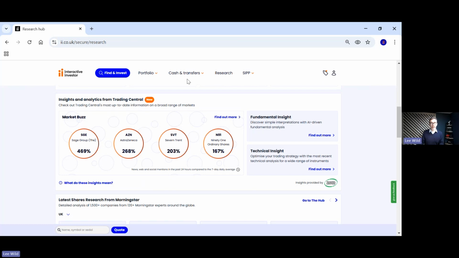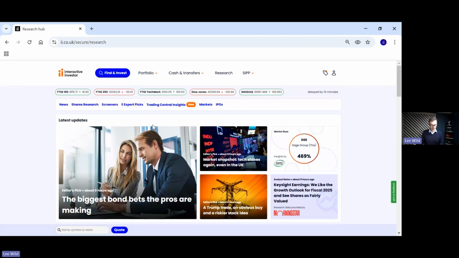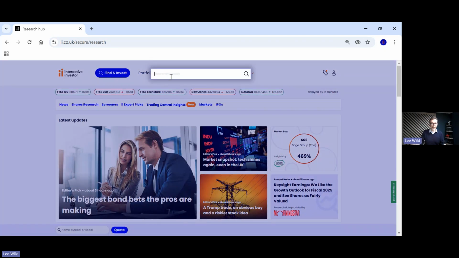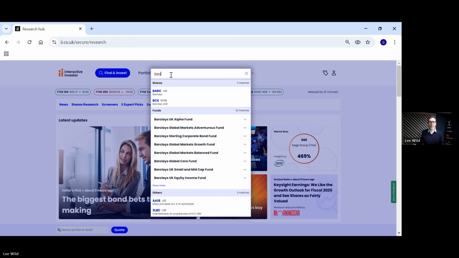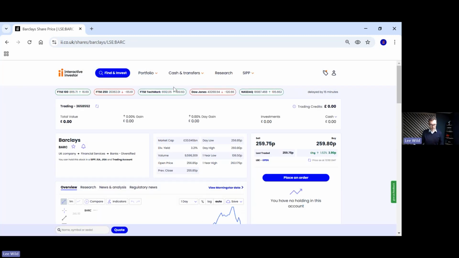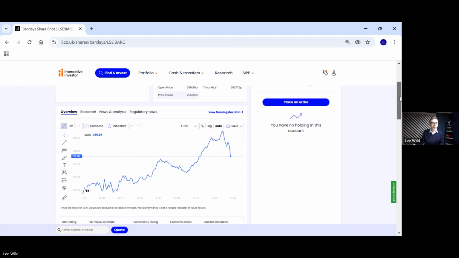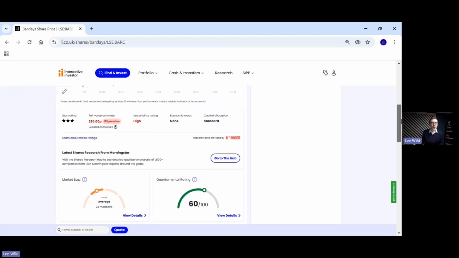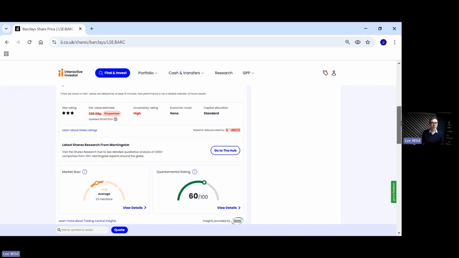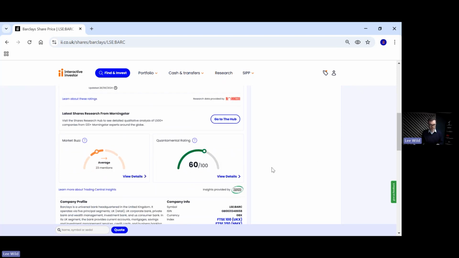So the second way, if we go back to the Research Hub, second way is via customer instrument pages. So, for example, if we have a look for, let's say, Barclays, onto Barclays page. So if we scroll down to signals, around the middle there. So if you scroll down, you've got the ratings. You're going to see the Market Buzz, and you're going to see quantamental ratings for the company.